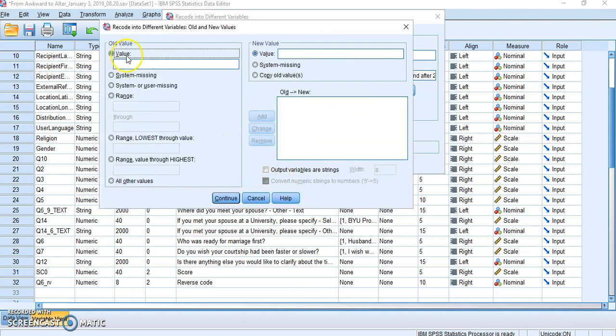So then I go old and new values, and I remember that we are going to do a range here. We could go 1 through 4, it's going to be a 0. And I'm going to do 5 through 6, it's going to be a 1. I also could have done range lowest through 4 is going to be a 0, range 5 through highest is going to be a 1.